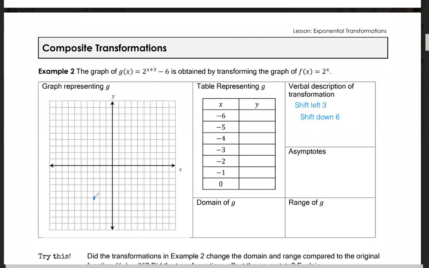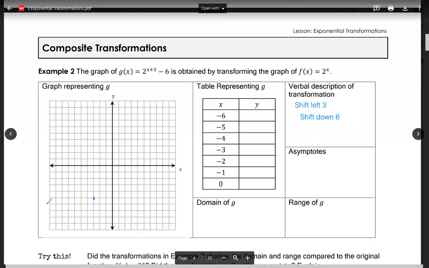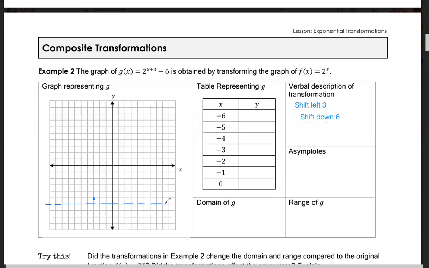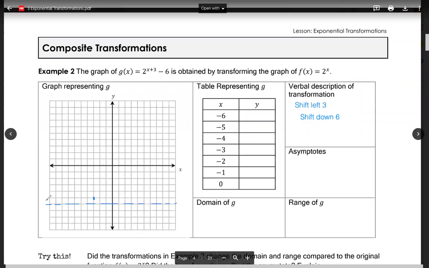Okay, now basically what happens is there's going to be your asymptote line. Okay, and then again, you can just draw a rough sketch. It doesn't have to be perfect. You guys can use Desmos, whatever you need to do to get that graph. I'm not really going to worry about the table right now.